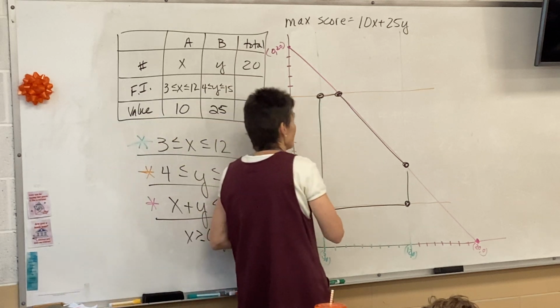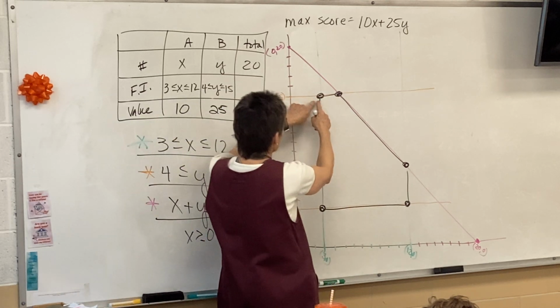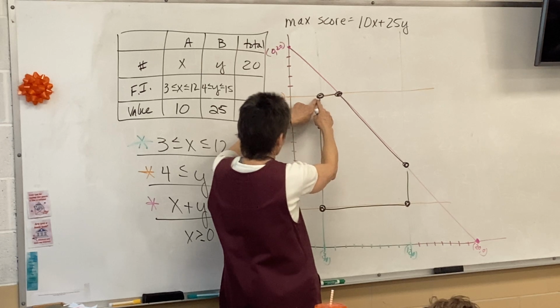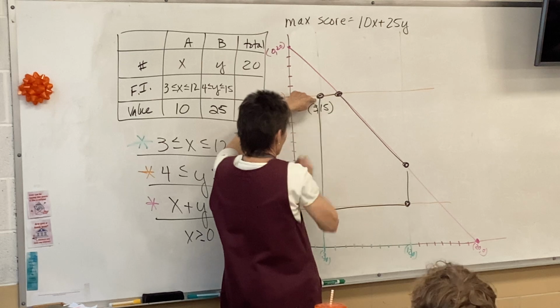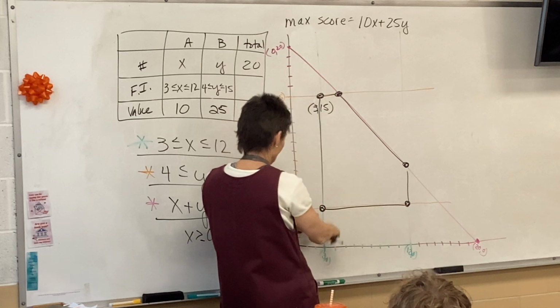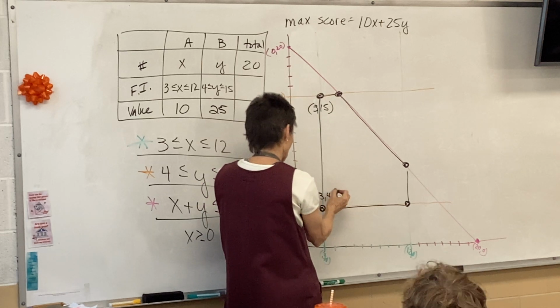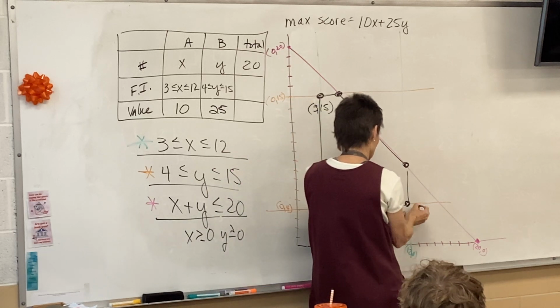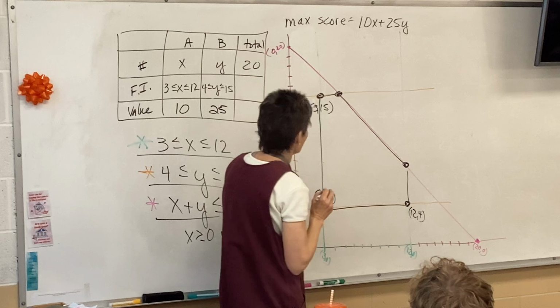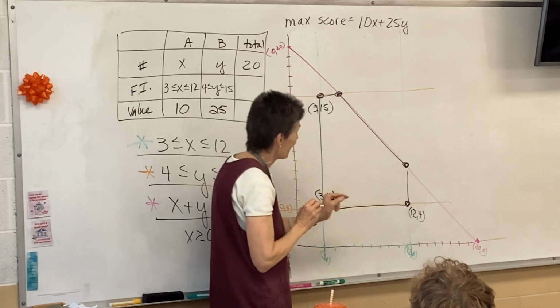All right, what are these points? Well, this one's super simple. What's this one? 3, 15. This one is 3, 15. What's this one? 3, 4. 3, 4. What's this one? 12, 4. 12, 4. And that's it for the super simple ones, but the rest of them aren't too bad.